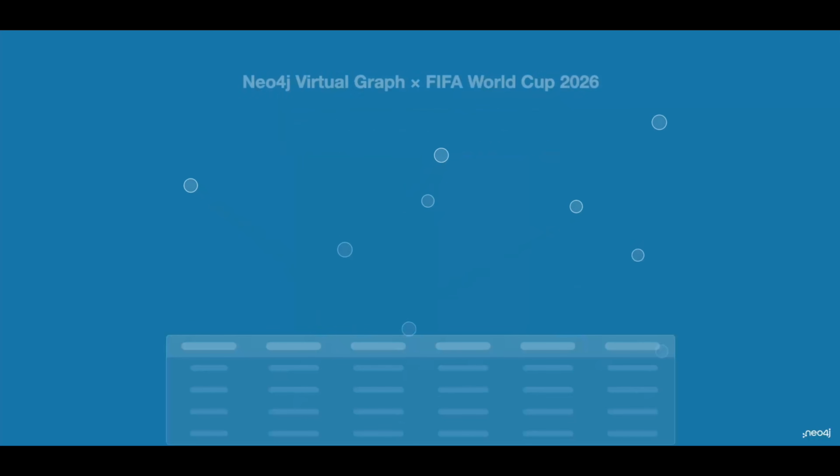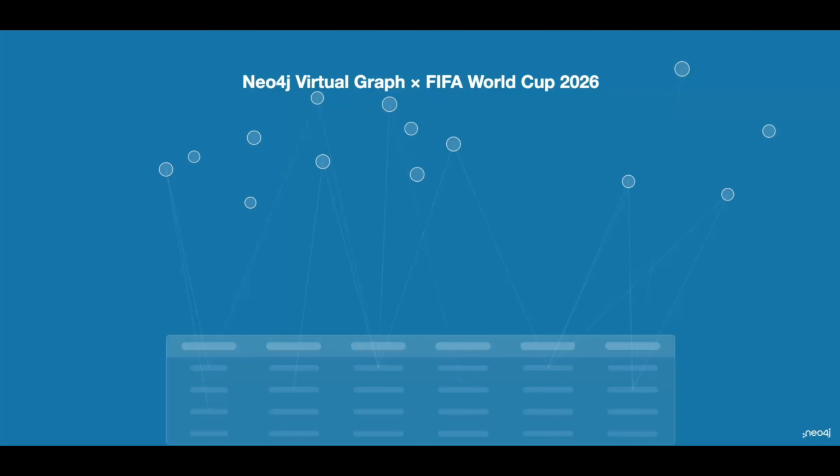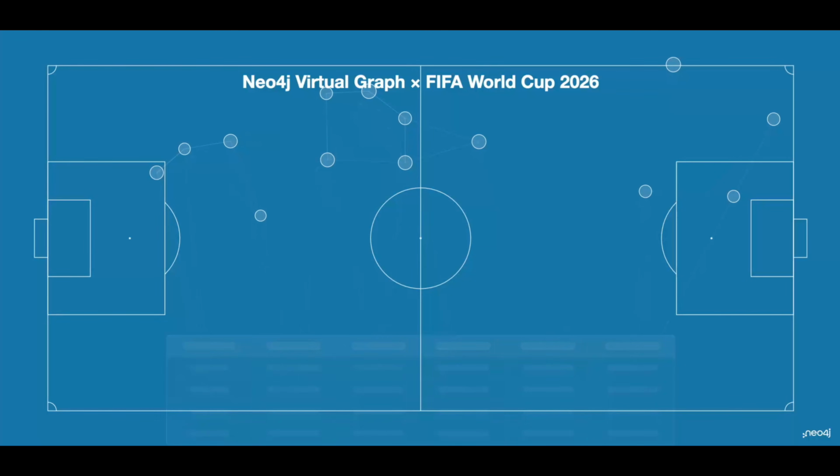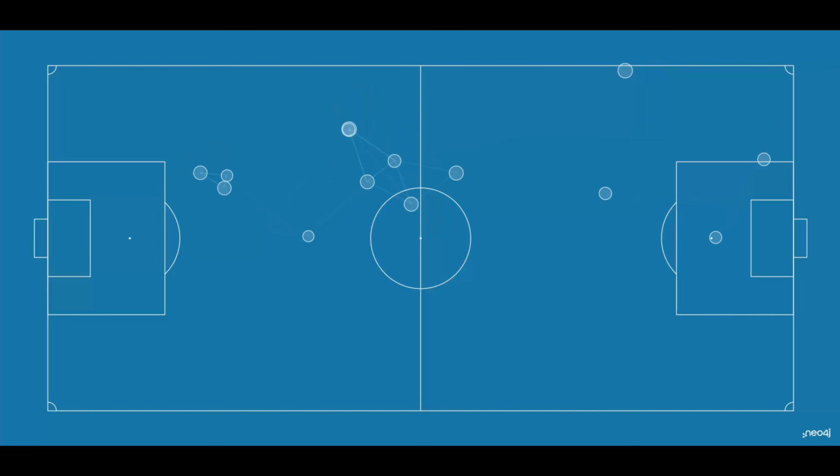Your data stays exactly where it is. In this demo, we'll use Neo4j Virtual Graph to explore the upcoming FIFA World Cup. We'll look at which club teams are contributing the most players to national squads and which training ground friendships are about to become knockout stage rivalries.